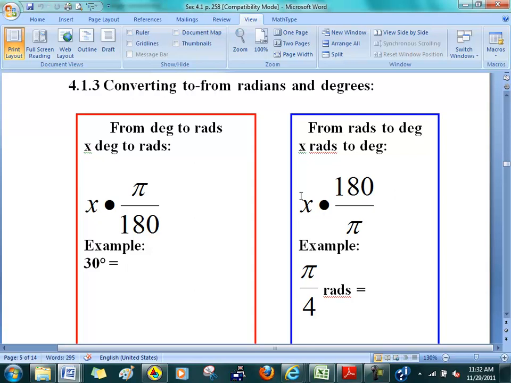So just as you have formulas that take you from centigrade to Fahrenheit and vice versa, you've got formulas that take you from degrees to radians and back and forth. You with me on that? Got it?